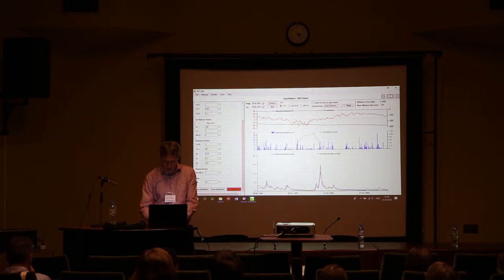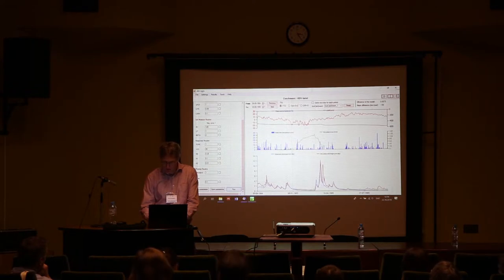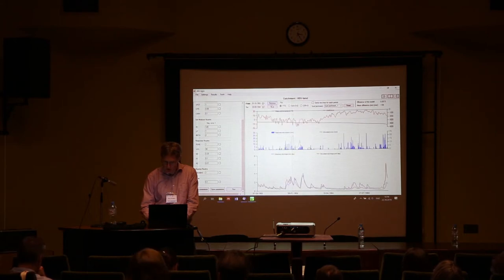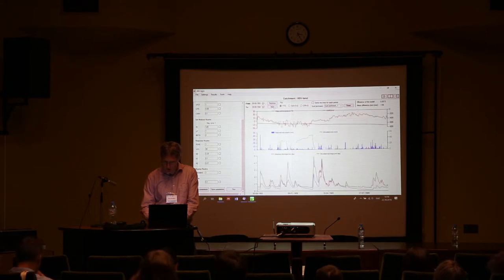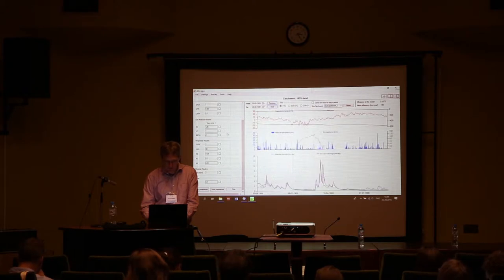And if we run the model again, well, the efficiency became worse. Look at the amounts here. Maybe it was a little bit too drastic. So maybe something in between.